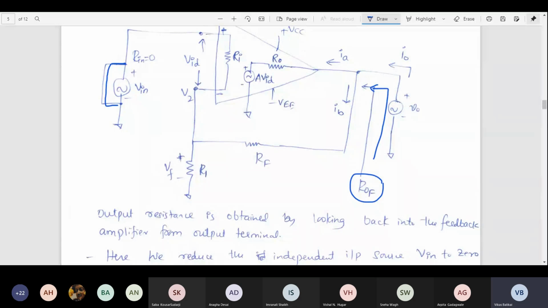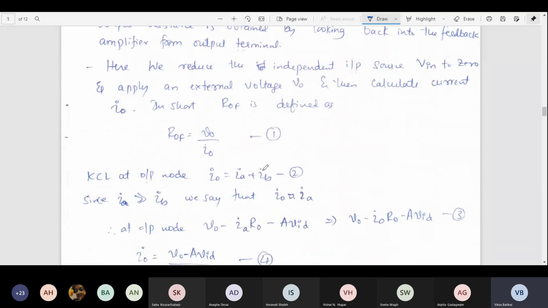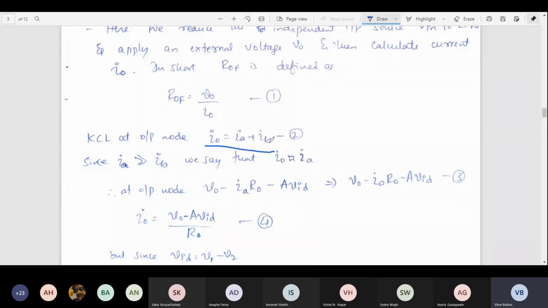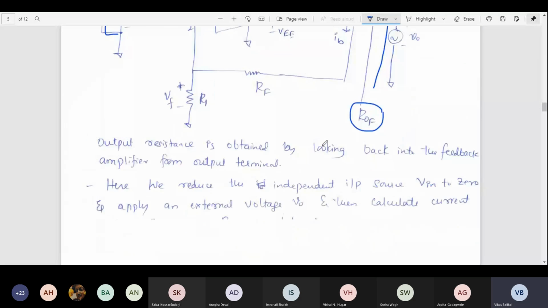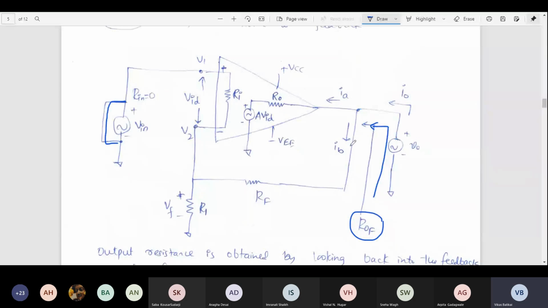So if I just look into this, this output current is getting divided at this node in terms of IA and IB. IA is the current which is entering the op amp, and IB is the current which is entering the op amp through RF. So basically, this I naught resulting from V naught is diverging into two currents, IA and IB. So basically, my output current is IA plus IB. Now, since among these two currents, if I carefully look, I'll come to know which is the largest current.